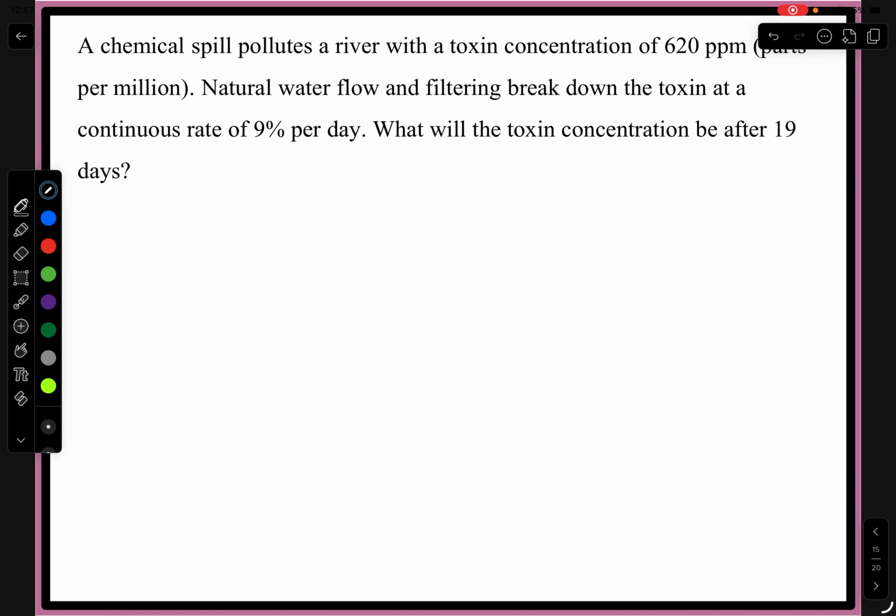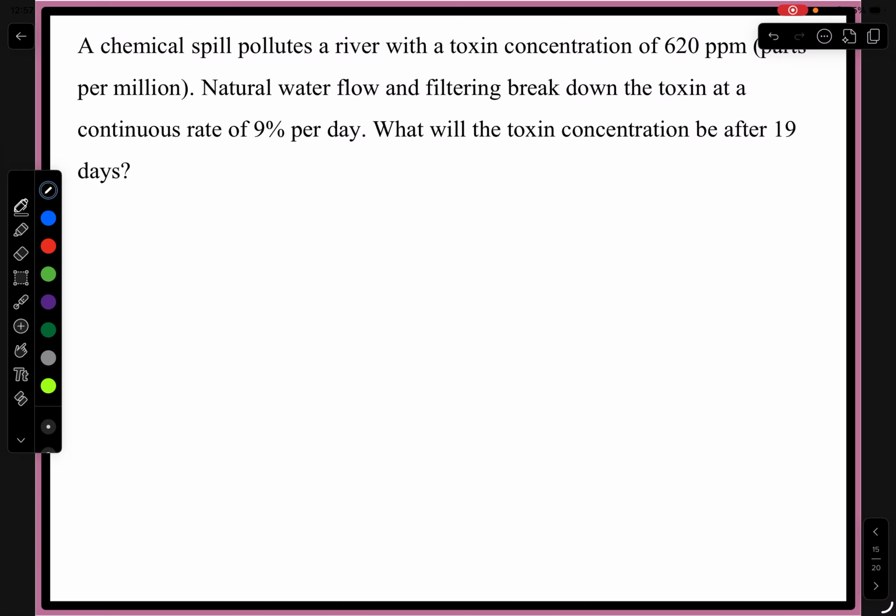So let's see if I can guide you through this example, and you can find the mistakes you're making in your version of this problem. So here we have a chemical spill polluting a river with a toxin concentration of 620 ppm, parts per million. Now, natural water flow and filtering breaks down the toxin at a continuous rate of 9% per year. So what is the toxin concentration after 19 years?